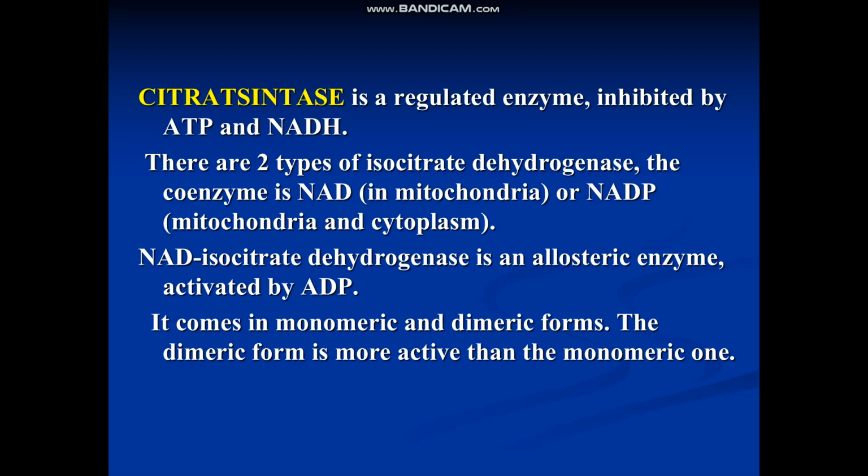Citrate synthase is a regulated enzyme inhibited by ATP and NADH. There are 2 types of isocitrate dehydrogenase. The coenzyme is NAD or NADP. NAD isocitrate dehydrogenase is an allosteric enzyme activated by ADP. It comes in monomeric and dimeric forms. The dimeric form is more active than the monomeric one.